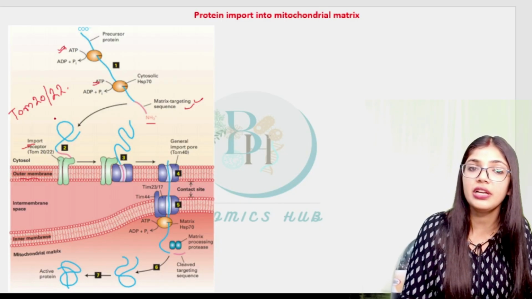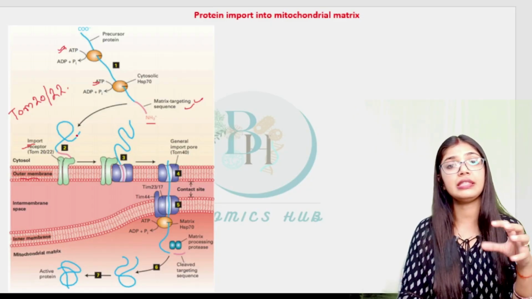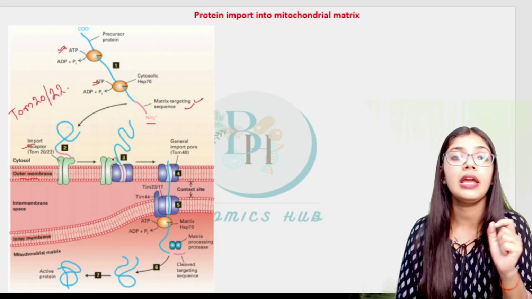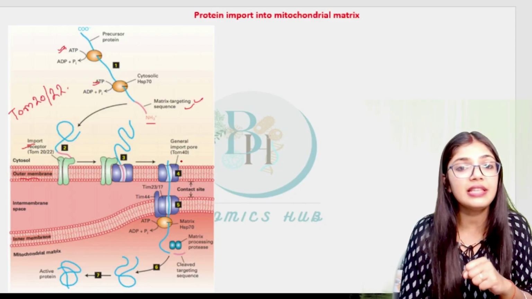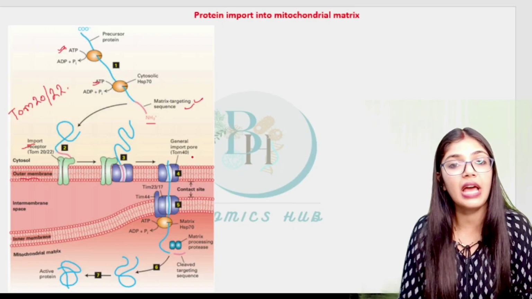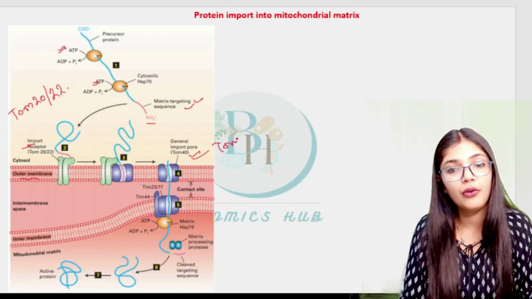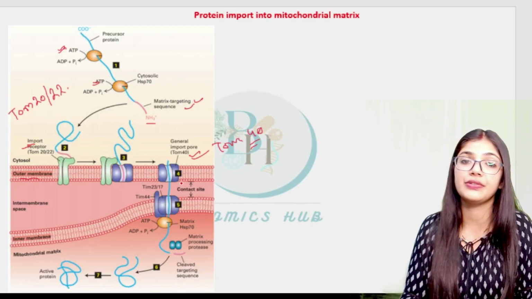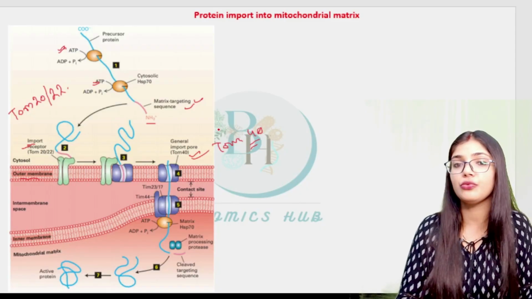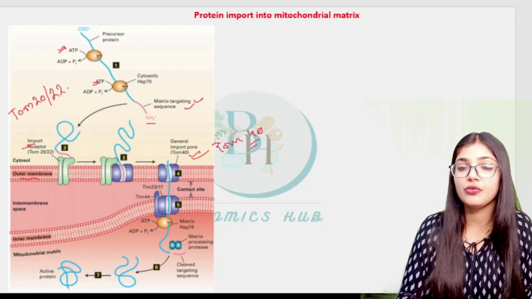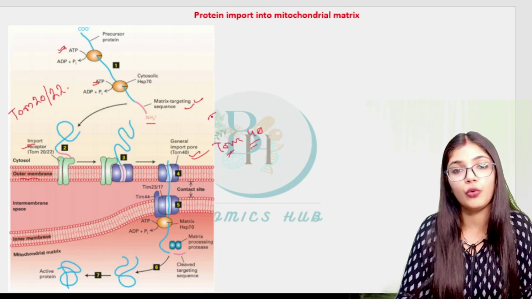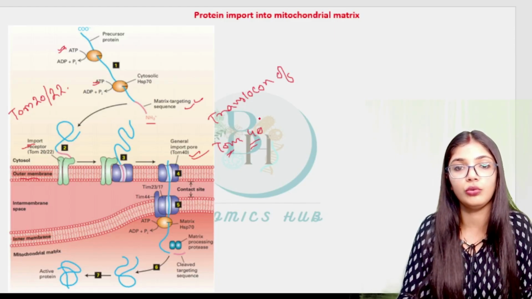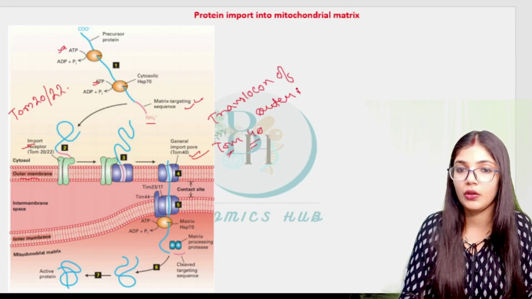Okay, after receiving this protein sequence by the receptor, it will transfer it into the translocon. Okay, so this translocon which is present, it is known as TOM40. Okay, it is also present in the outer membrane. Why is it known as TOM? It is known as TOM because it is present in the outer membrane. Translocon, it is known as translocon of outer membrane. Okay.